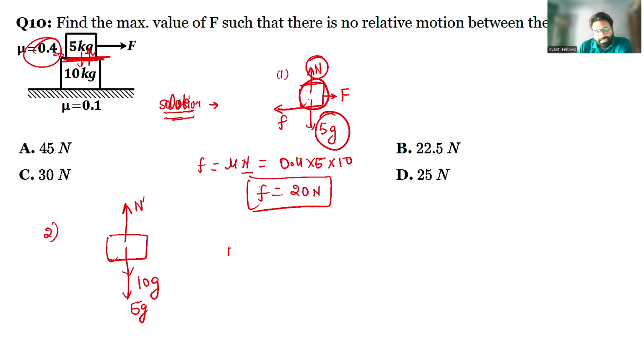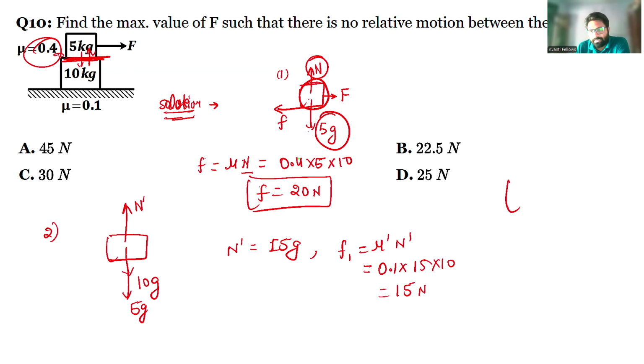Now, N dash is equal to 15G. If you calculate the friction in this case, it will be mu dash into N dash. Mu dash is 0.1, N dash is 15 into 10. So it is coming out to be 15 Newton.